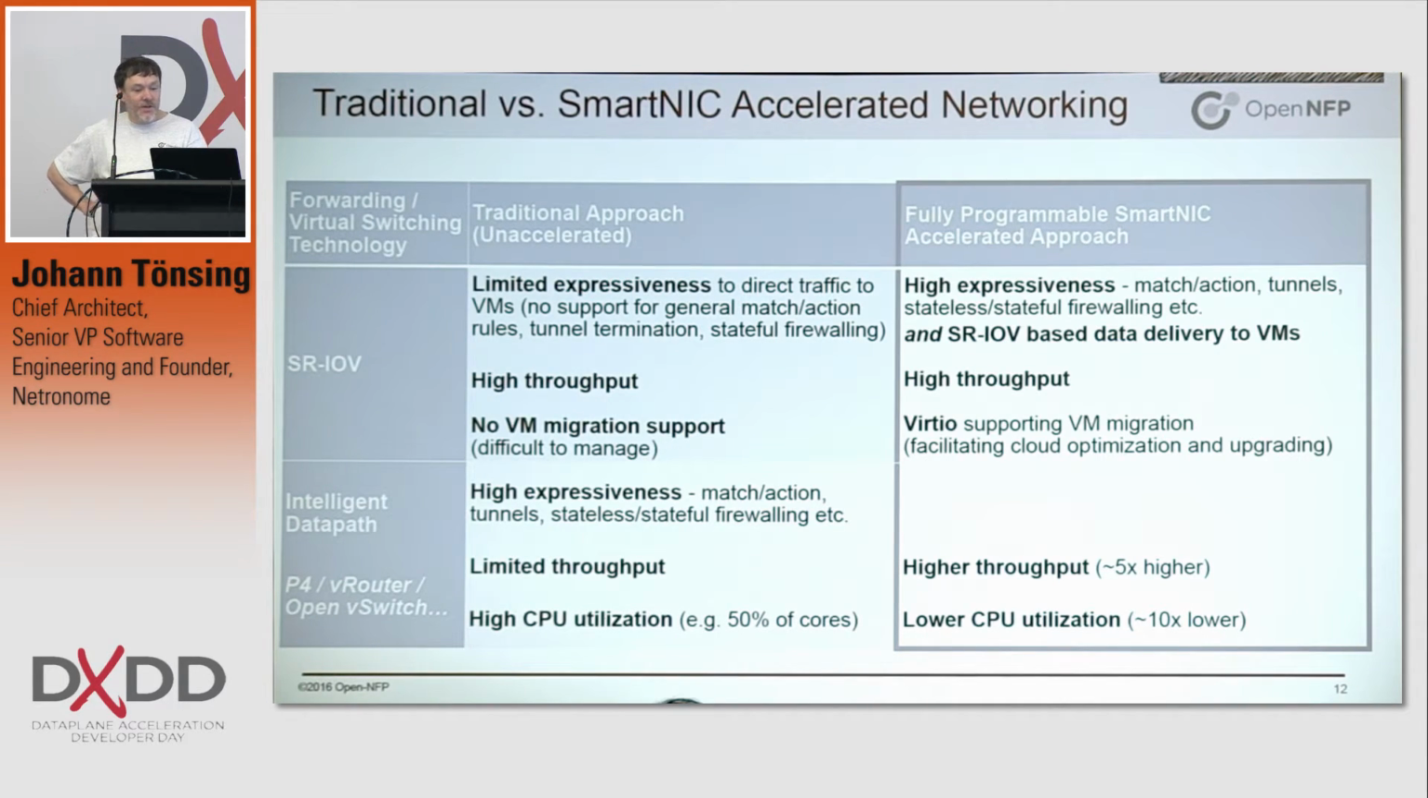So to summarize, you have higher expressiveness, high throughput, and the manageability benefits if you have a SmartNIC compared to your baseline. Since I already covered a lot of this answering a question, I'll just move on.